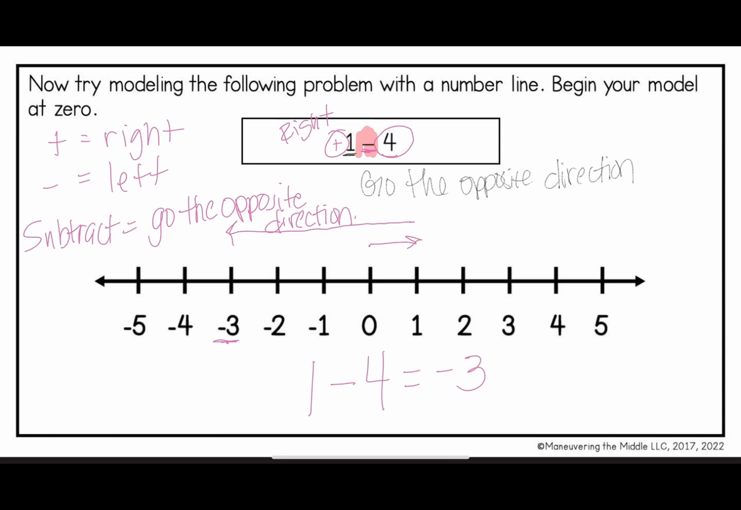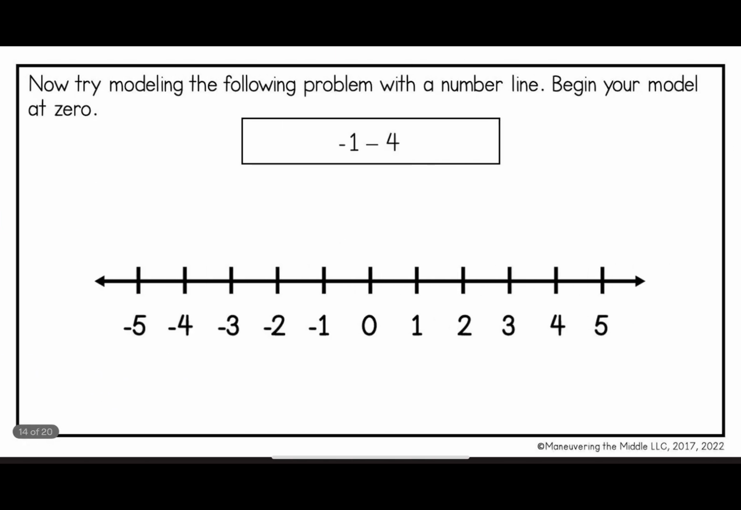Okay, so let's try another problem. Now we have negative 1 minus 4. Because this is negative, I'm going to start at 0 and go left. Now I'm at negative 1.